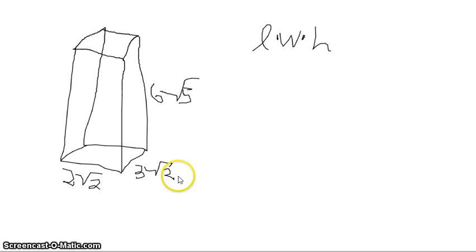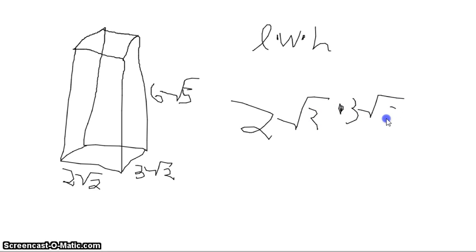So the length times the width, which is 2 radical 2 times 3 radical 2, equals 6. Actually, no, let's not do 2. Let's do 3 radical 4, because I don't want to cancel that. Okay. There. Just 6 radical 8. So yeah, 6 radical 8.